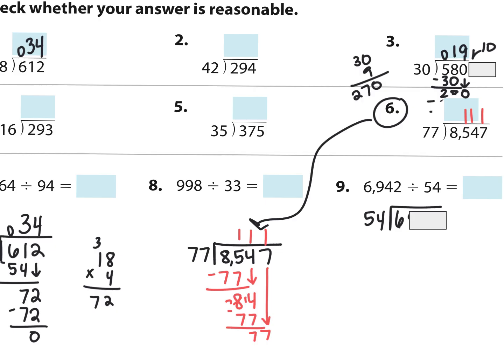Okay, so 54 cannot go into 6, but it can go into 69 how many times? If I have 69 buttons, I can only make one group of 54. I can only pull out one set of 54, right? Okay, so 1. I'm going to subtract 54, and that's 15 left over. Is it okay to have a 2-digit remainder right here? Yes, because it's less than the divisor.